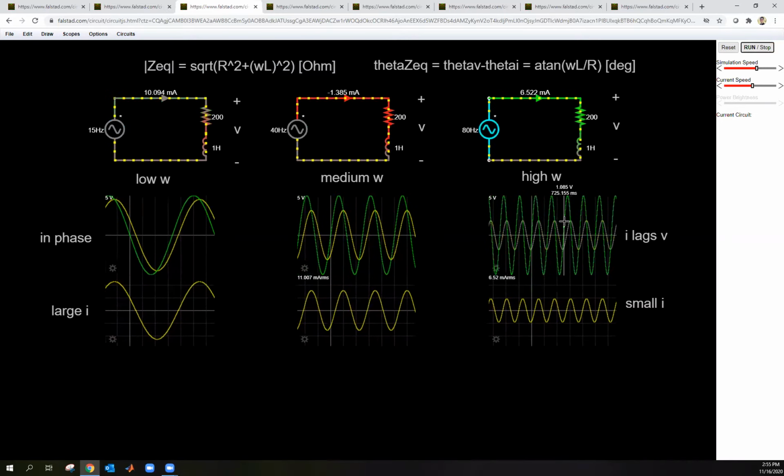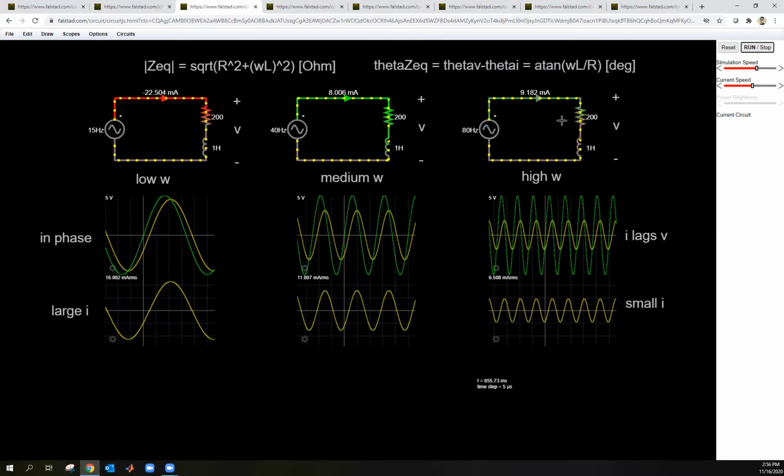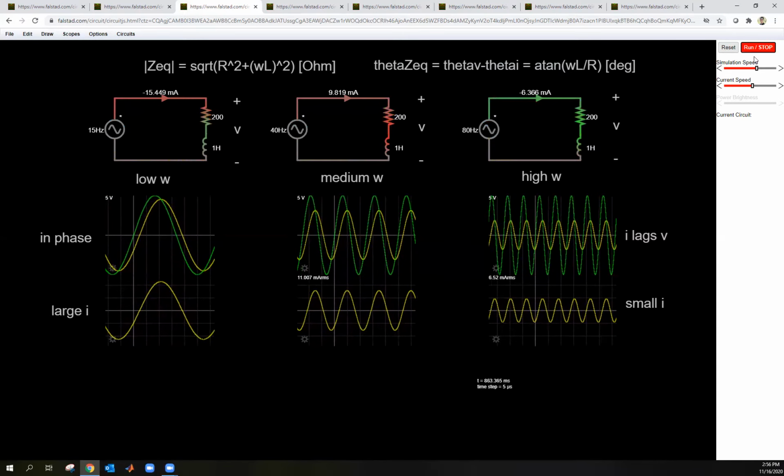And again, I have all the equations written out here. Please check out the description, click on those links and play with these, right? Okay, good. So hopefully you're getting a sense of what's going on. Now let's look at the next one where we have the resistor and inductor in parallel.